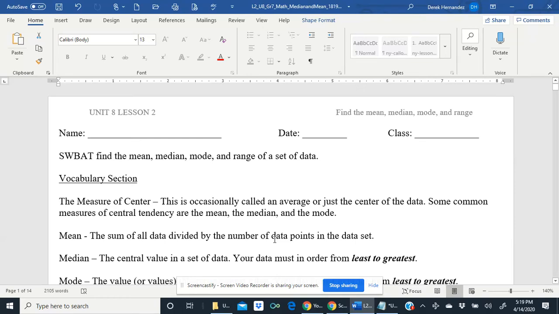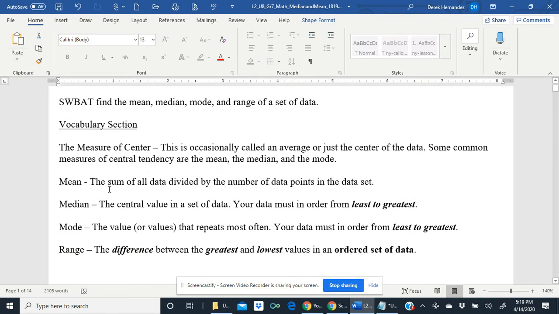Welcome back. We continue with our unit on statistics. This is Unit 8, Lesson 2. For some of you, this might be a review. I'm hoping for most of you it is a review, and for some of you it might be new. The objective is students will be able to find the mean, median, mode, and range of a set of data. There are multiple parts to this lesson, so please bear with me.